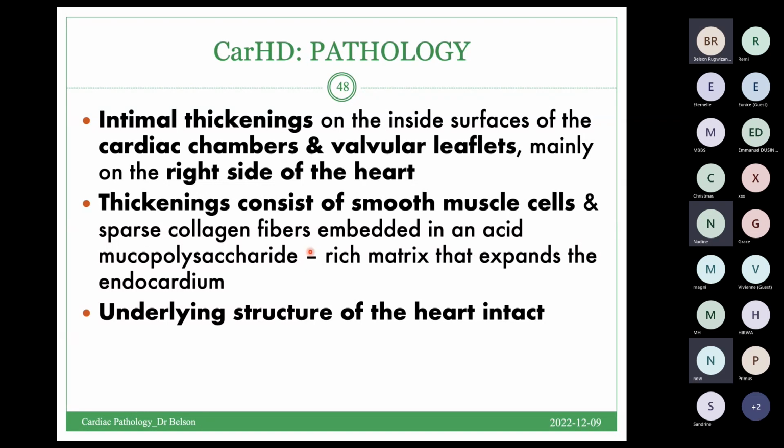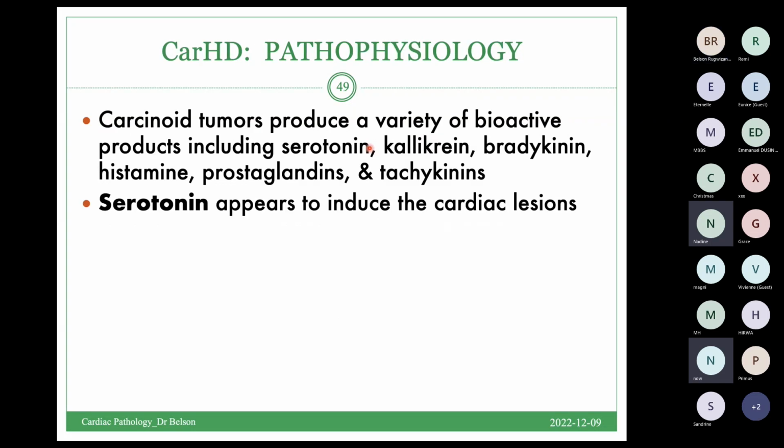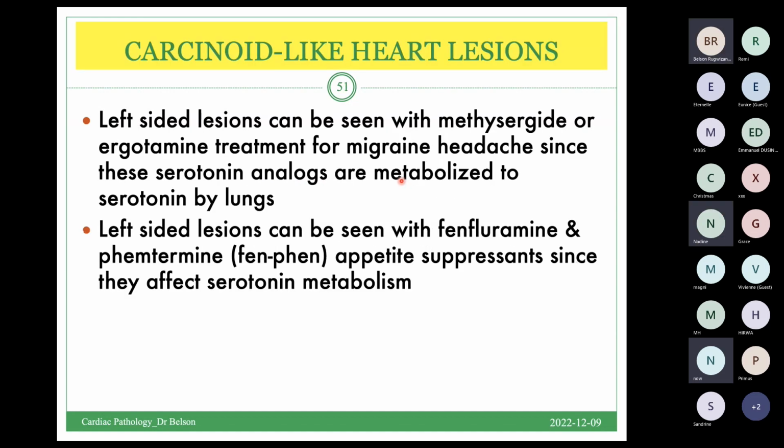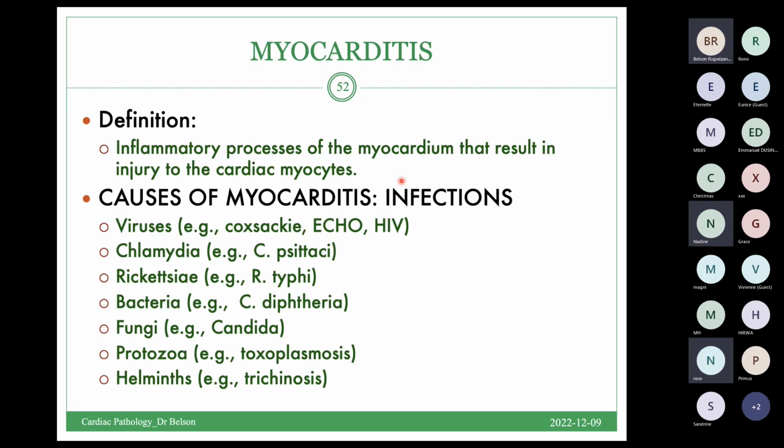So I think here it is explaining the consequences for the heart: thickening of the muscle, thickening of the valves, and so on, and their consequences. As I was saying, carcinoid tumors produce bioactive products, including serotonin. Serotonin appears to induce the cardiac lesions, as I was explaining, and it is inactivated by pulmonary vascular endothelial monoamine oxidase. So it is what I was explaining. That is the reason why the left heart is not affected by this carcinoid syndrome.